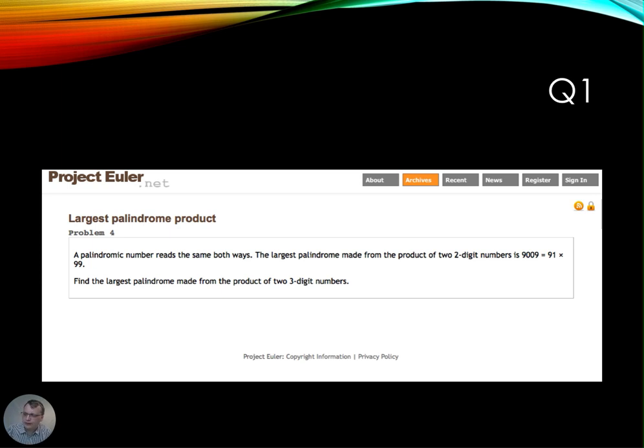The problem I've selected is about palindromes, and it's problem 4. A palindromic number reads the same both ways. The largest palindrome made from the product of 2-digit numbers is 9009, and that's 91 times 99. The question is to find the largest palindrome made from the product of 3-digit numbers.